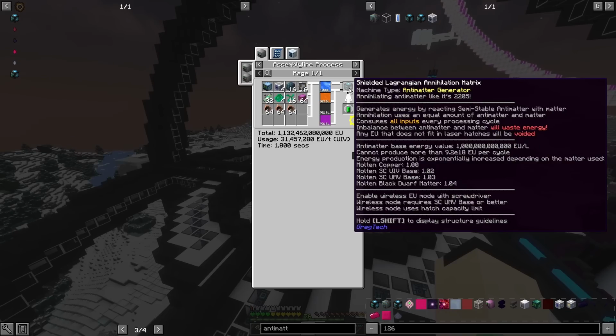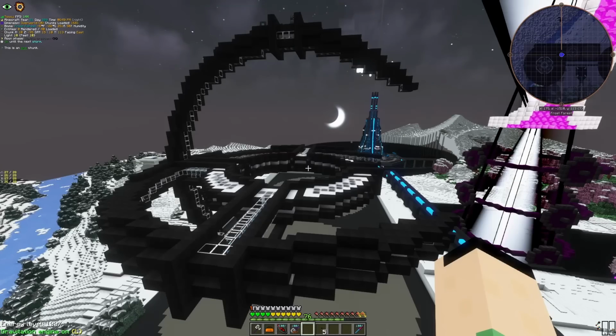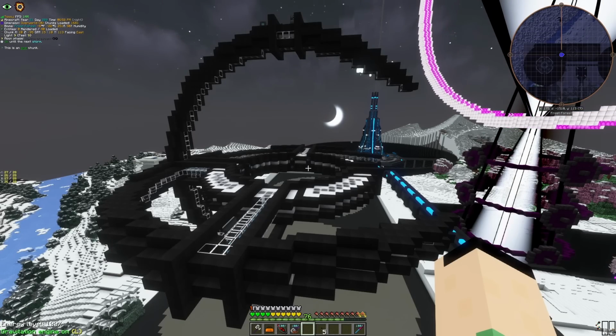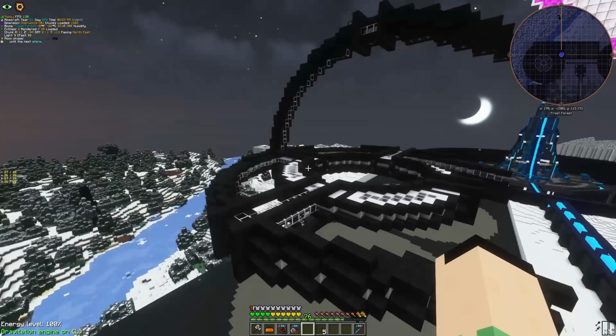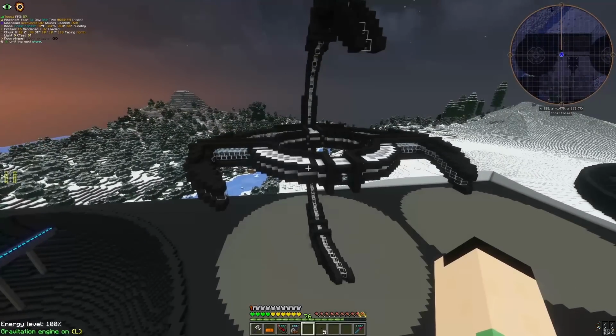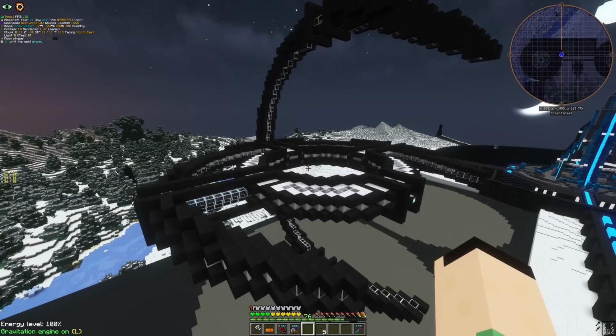So I think I need to set up a Shielded Lagrangian Annihilation Matrix first, and also understand how this operates, and only then can I really optimize and automate this properly. So hopefully you remember everything I said about the SSASS, and you can keep it in your head until I actually get back to automating it. Good luck with that.